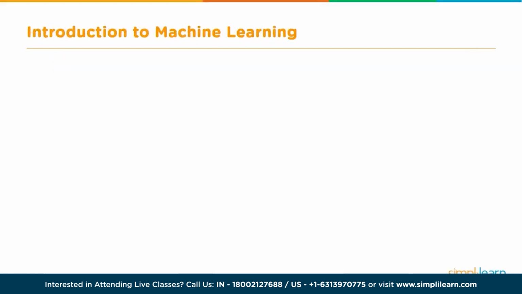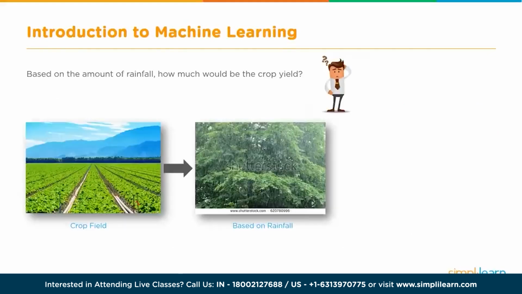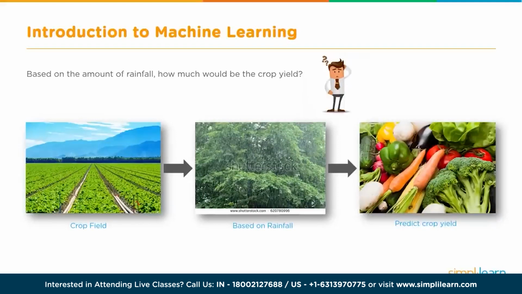Let's look at another example of machine learning. Based on the amount of rainfall, how much would be the crop yield? So here we have our crops, we have our rainfall, and we want to know how much we're going to get from our crops this year.